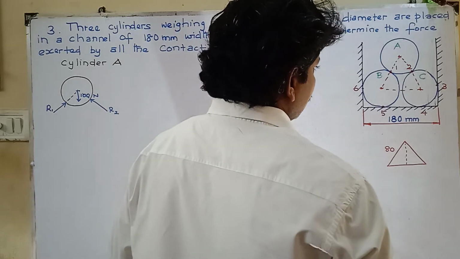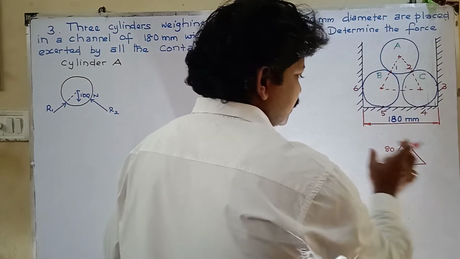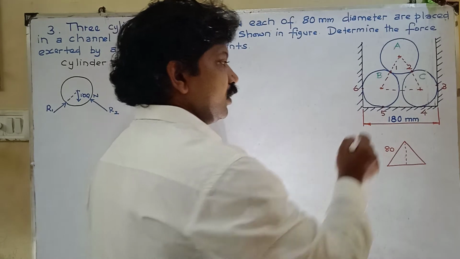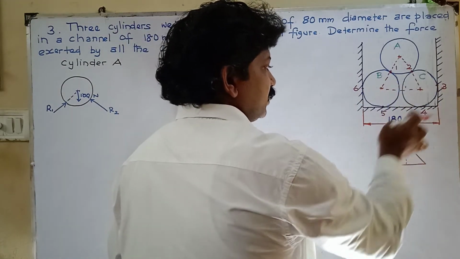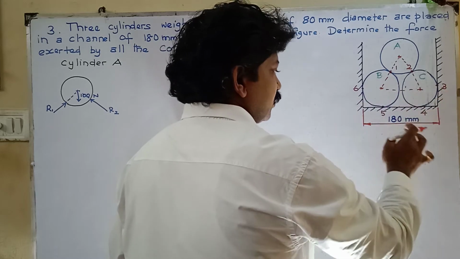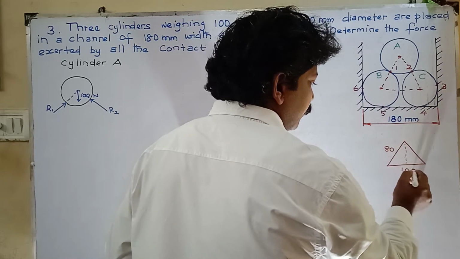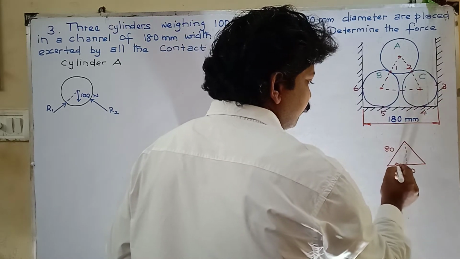So what is the base distance? Total 180 minus 2 radius, 40, 40, so remaining 100. So this is 50.